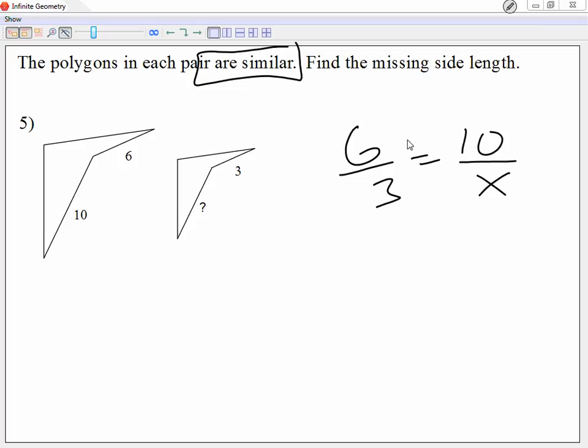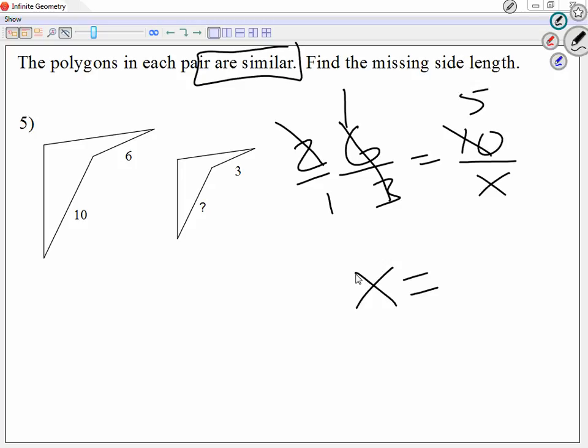We can cross multiply and solve for x, but let me simplify first. 6 over 3, let me call that 2 over 1. We can cross multiply from here if you wish, but let me simplify even more. Sideways, 2 and 10 become 1 and 5. So now when I cross multiply, x equals what? 5. x equals 5.